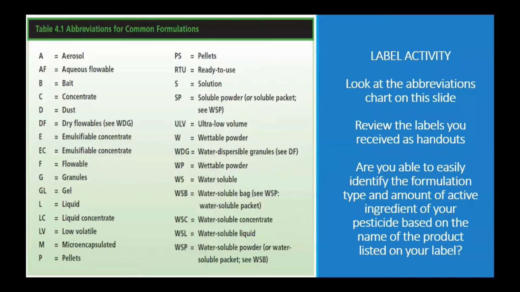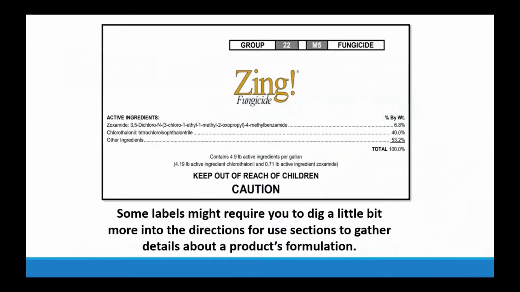I'd like you to become familiar with some of the acronyms you might see on labels. Look at the abbreviations chart on this slide. Each of these refer to different types of pesticide formulations. You might find a product name that doesn't spell the formulation out as clearly as the previous two examples, requiring you to dig a little deeper into the label's directions for use section. Never hesitate to contact the pesticide manufacturer if you have questions about a product. They can provide you with additional information and guidance.